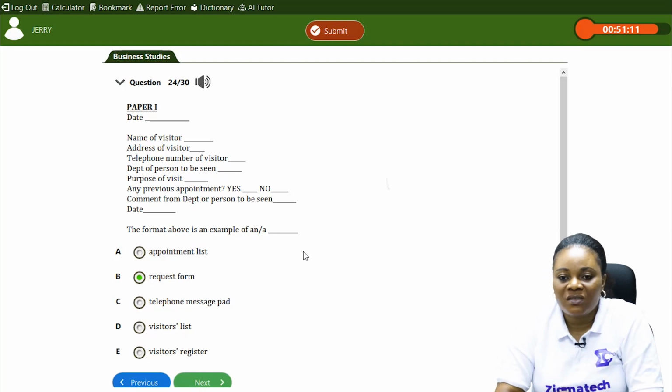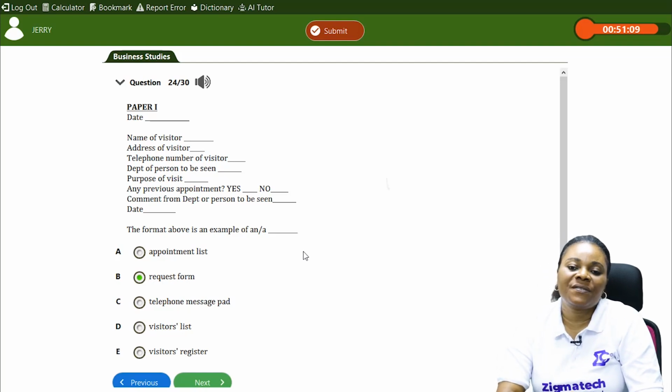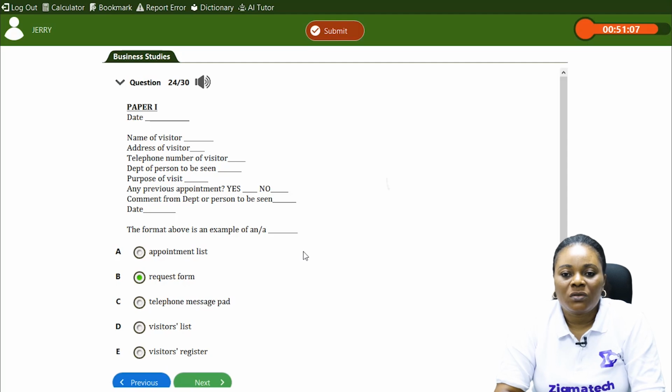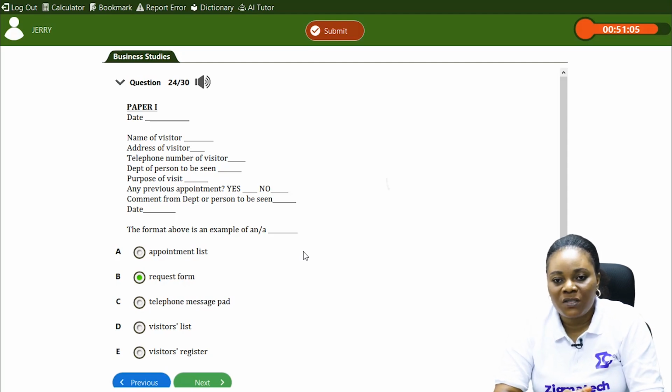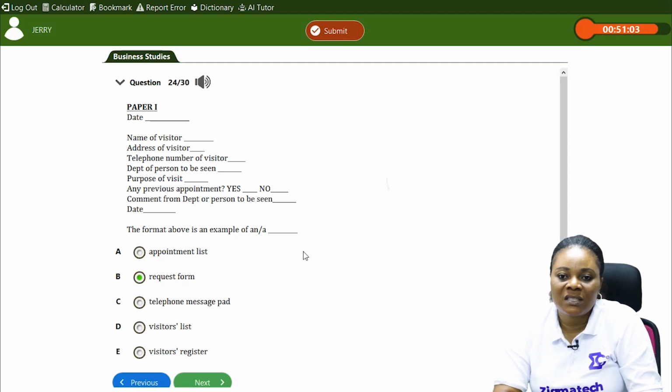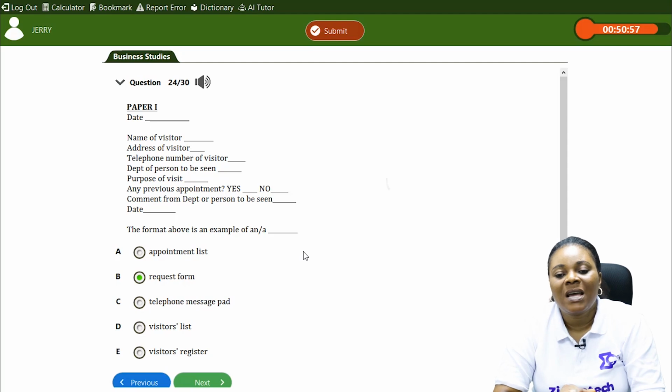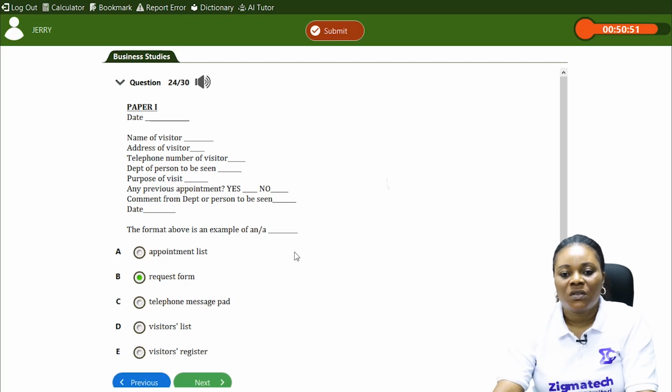I explained the use of the request form, and I said the request form is used to take down the record of visitors, the name, their address, the department of person to be seen, the purpose of visit, and it's also used to state if the person has a previous appointment or not. So the answer is option D.